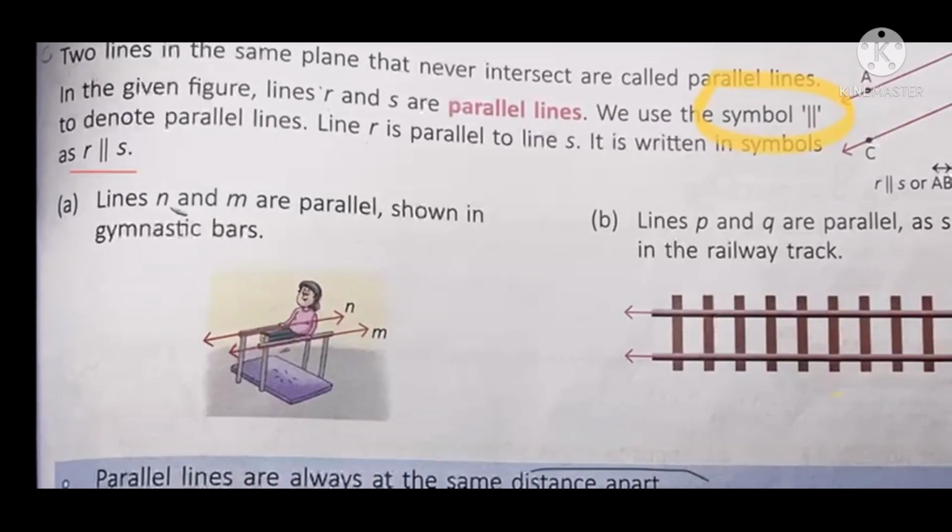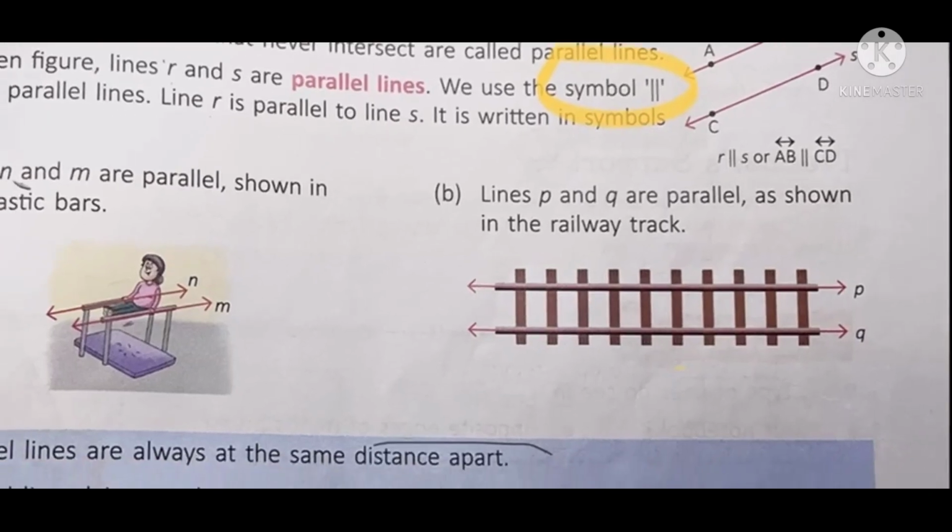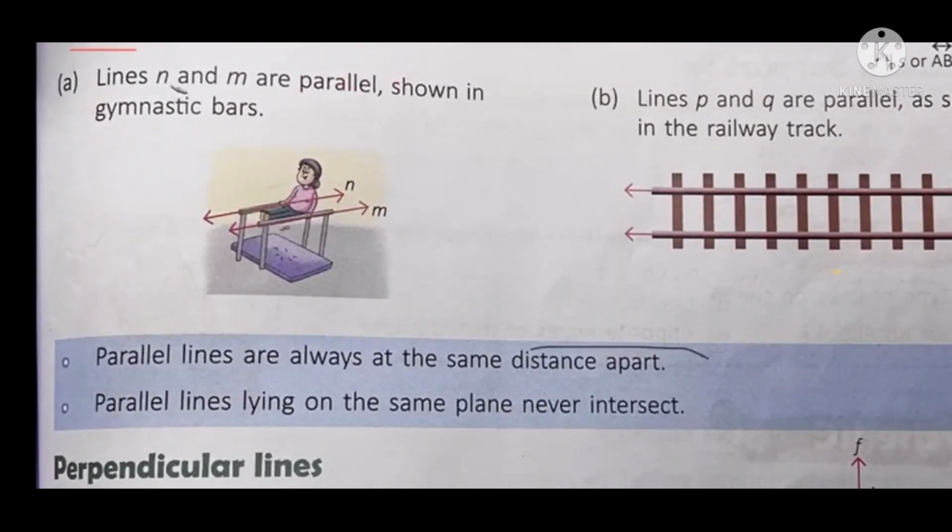Now see some of the examples. Lines N and M are parallel, shown in gymnastic bars. In gymnastics you can see the two rods. If you consider them as two lines, they are parallel. Now lines P and Q are parallel, as shown in the railway track. You might have traveled and seen a railway track. If we consider those as straight lines, we find that lines P and Q are parallel. Parallel lines are always at the same distance apart, and parallel lines lying on the same plane never intersect.